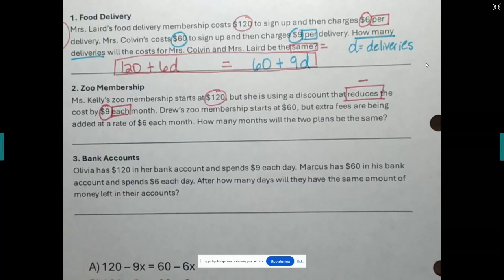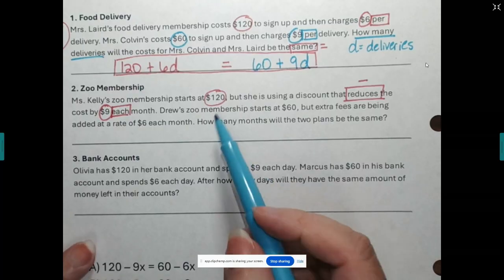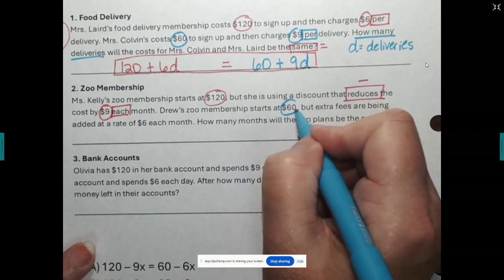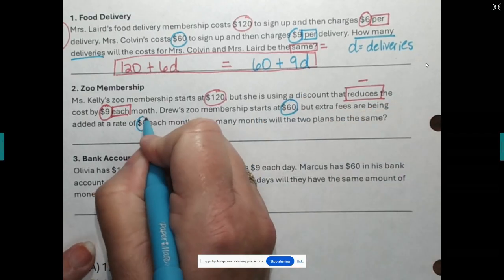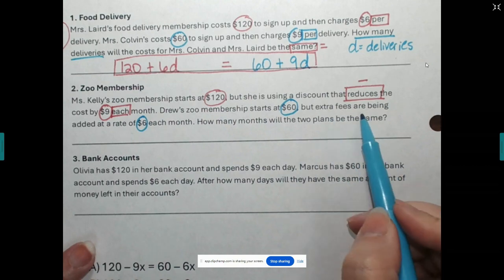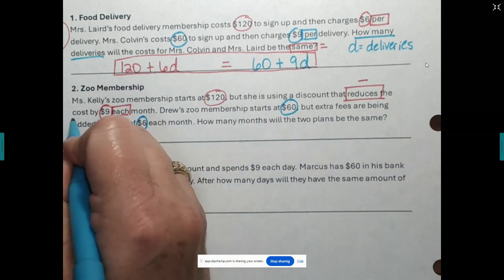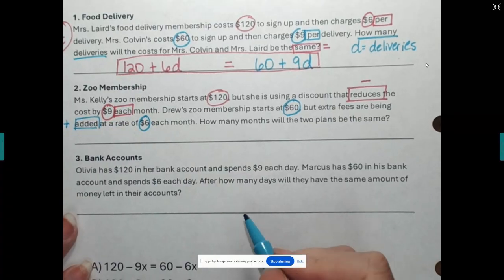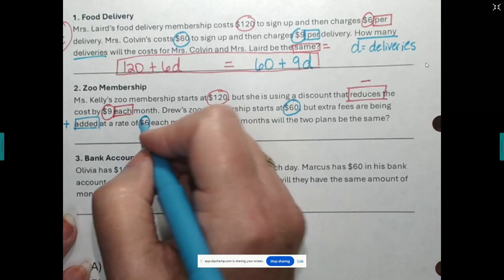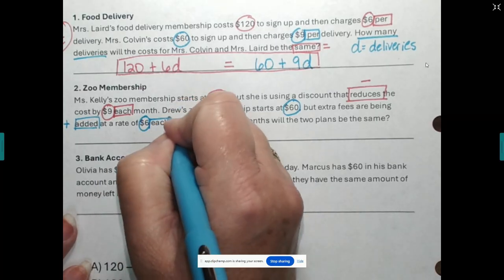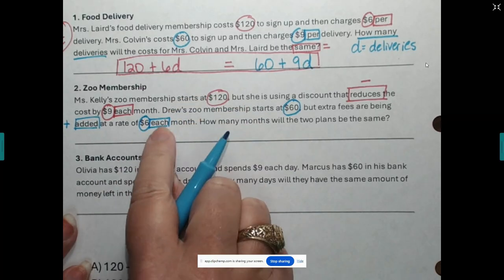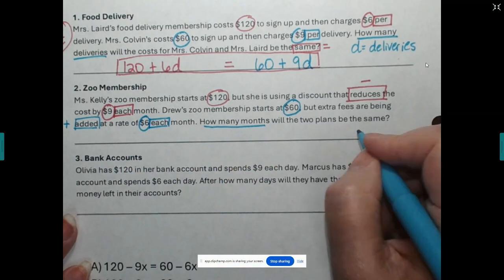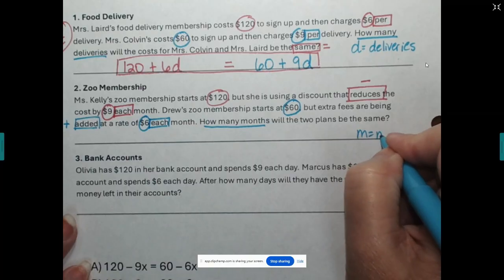All right, now Drew's zoo membership I'm going to do in blue. It says his starts at 60, and I'm going to circle the other number down here. But extra fees are being added, keyword added. So I know there's going to be a plus sign on Drew's side of the equation. And then $6 each. That tells me to attach the 6 to the variable. And then what was my question? How many months? I'm going to use M equals months.